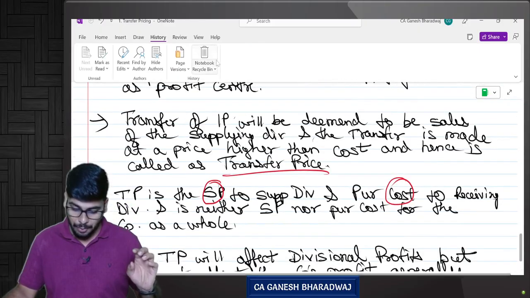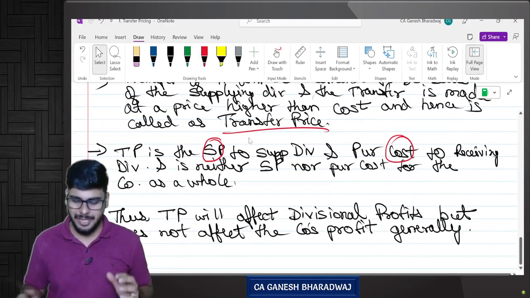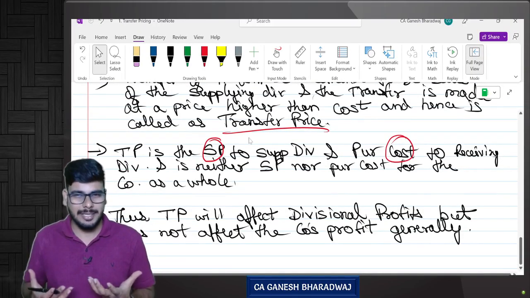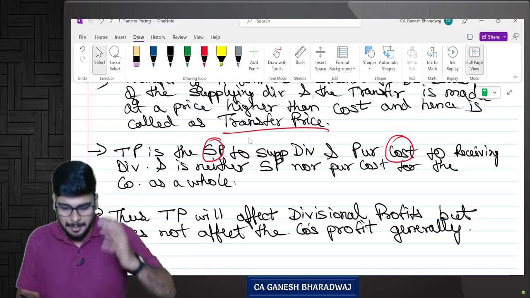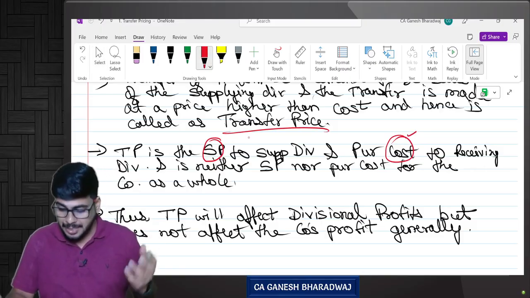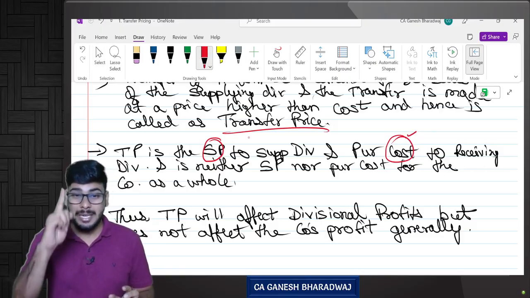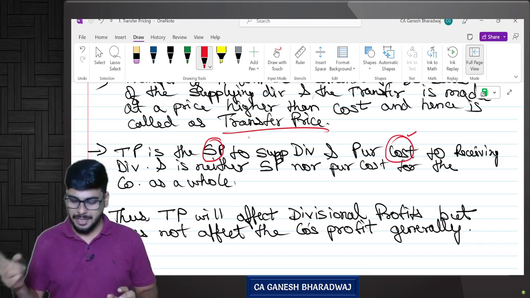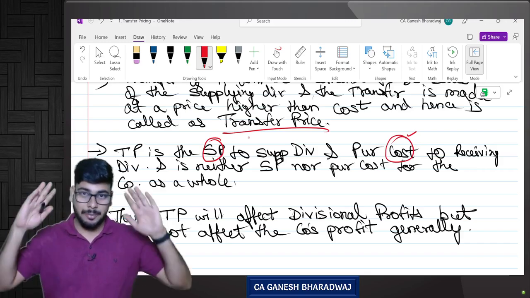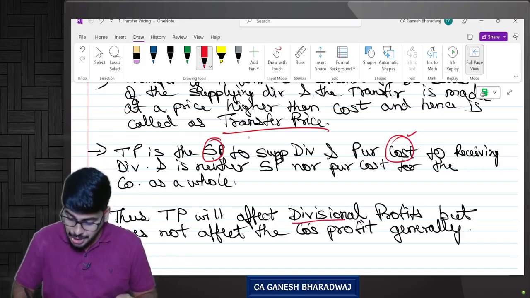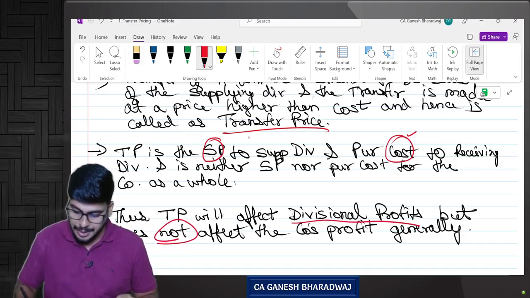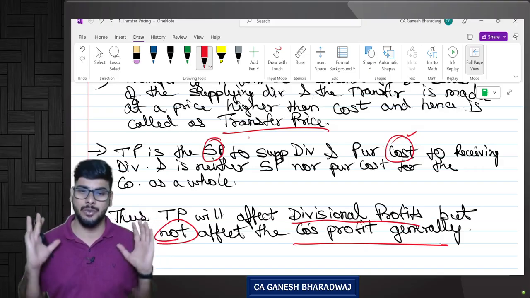It's a selling price for whom? It is a selling price for the supplying division. Technically it's not called a selling price, but for understanding sake, I've written it. So transfer price is actually a selling price to whom? Supplying division. It is a purchase cost to the receiving division. And remember, it is neither a selling price nor a purchase cost from the viewpoint of the company as a whole, and thus TP will affect the divisional profits but will not affect the company's profit generally. Are you clear with this?